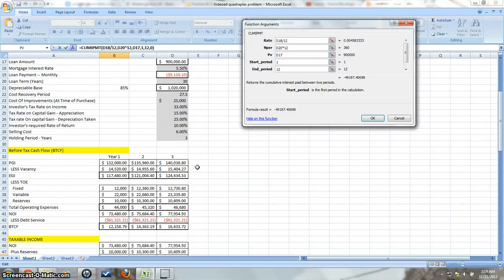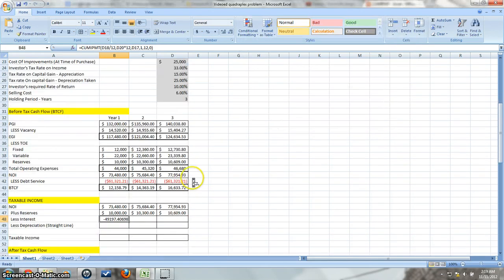Alright, doing the cumulative interest payments, we have the rate, which you select D18 and divide by 12, it gives you the monthly rate. The number of periods total, your D20 times 12 to get 360. Your loan amount for 900,000, select D17. Start period 1, end period 12. And the cumulative interest paid between the two periods, 49,197. And go ahead, put that value in.